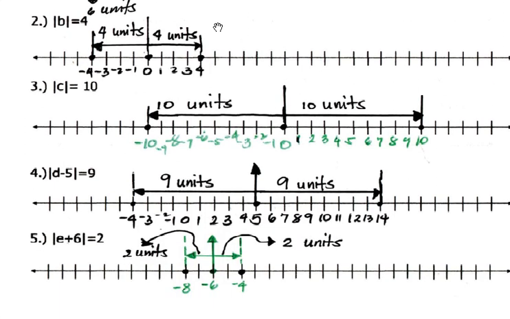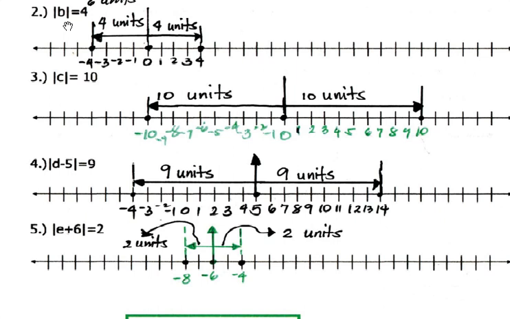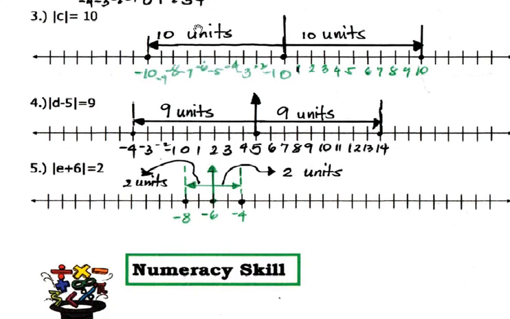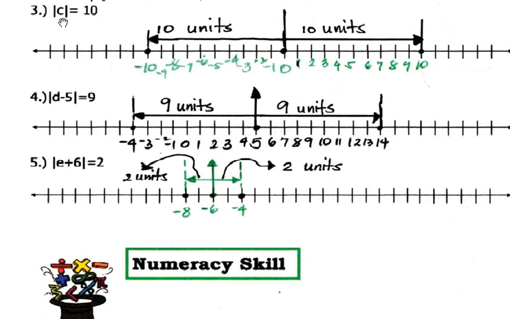For letter B, absolute value of B equals 4. That means we have two values for B. You fix B to be here at 0, then go 4 units to the right and 4 units to the left. So the endpoints here are negative 4 and 4. For letter C, number 3, absolute value of C is 10. What are the numbers that satisfy this absolute value equation? Now we have actually negative 10 and 10.